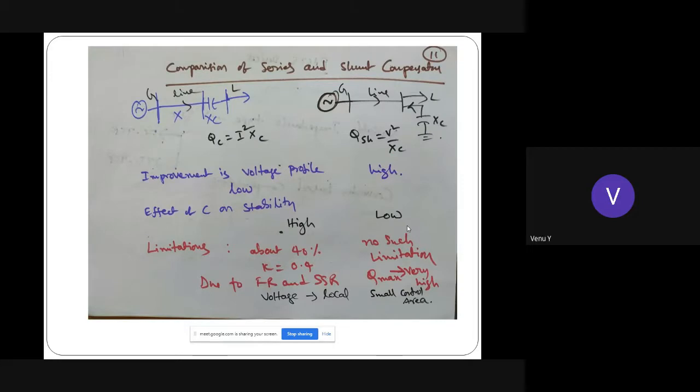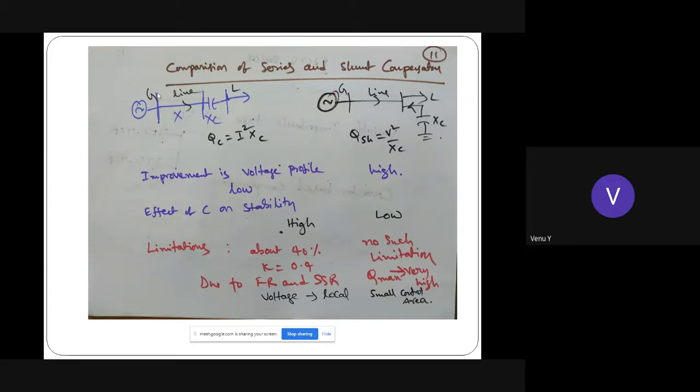So let us go for a comparison of series and shunt compensators. When you connect the capacitor in series with the line, you have a voltage drop I into XC, that is the voltage improvement by the series capacitor. So it is self-regulatory and it affects only that line. Therefore, the effect is local.